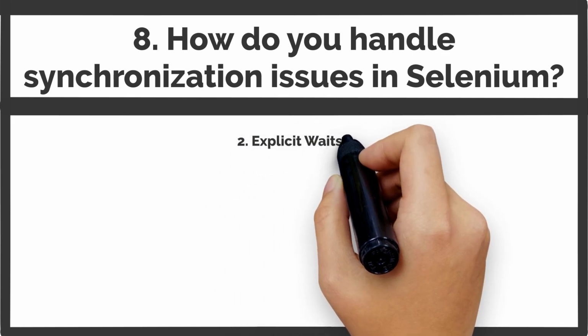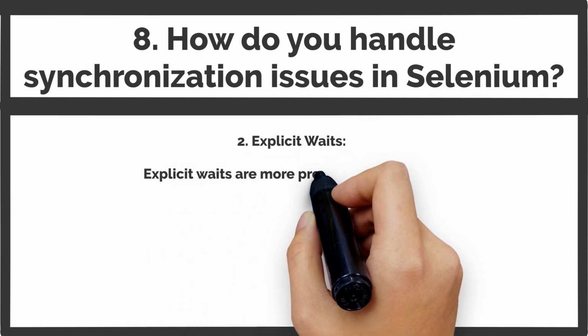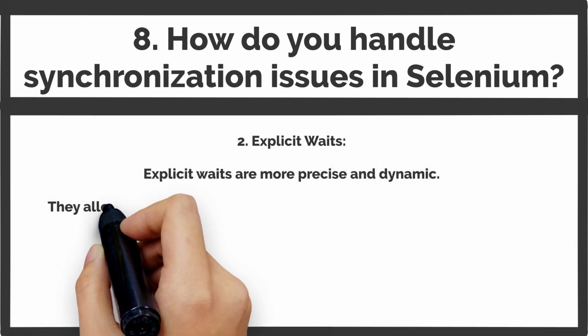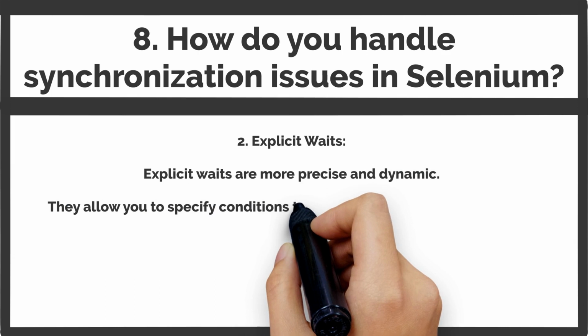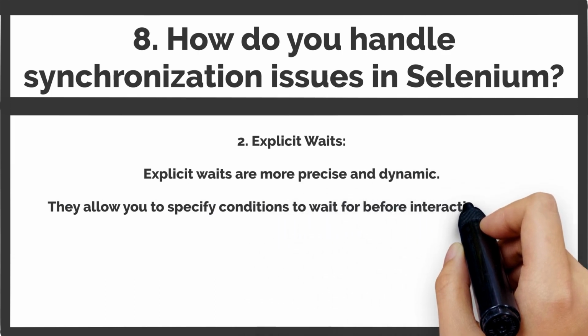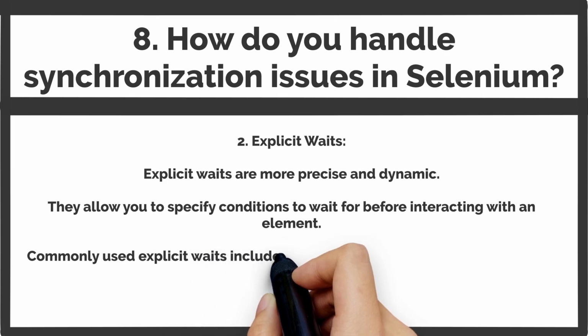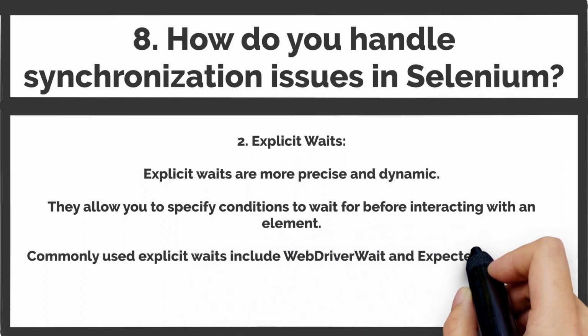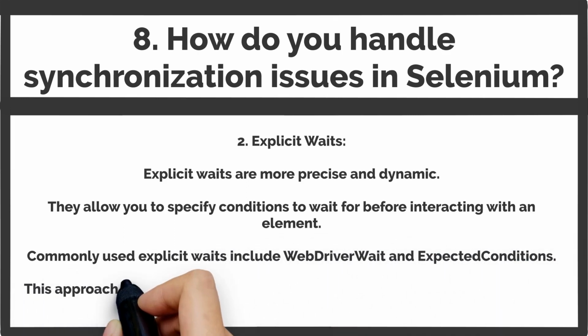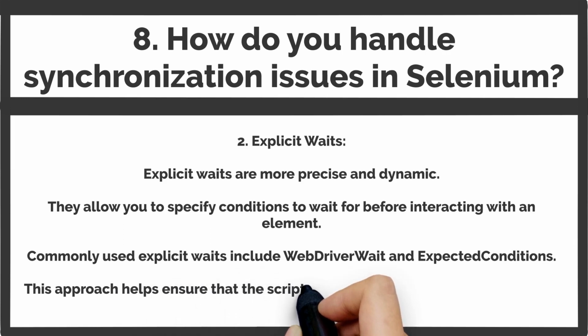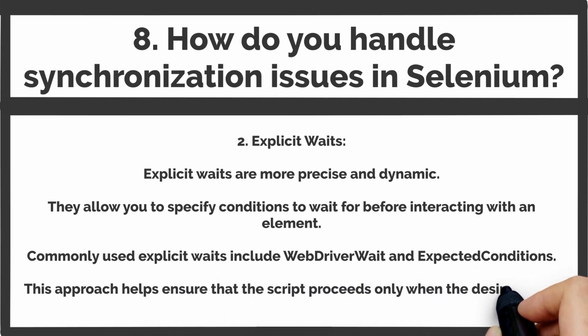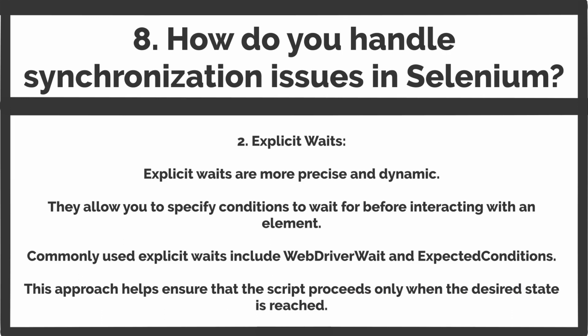2. Explicit waits. Explicit waits are more precise and dynamic. They allow you to specify conditions to wait for before interacting with an element. Commonly used explicit waits include WebDriver wait and expected conditions. This approach helps ensure that the script proceeds only when the desired state is reached.